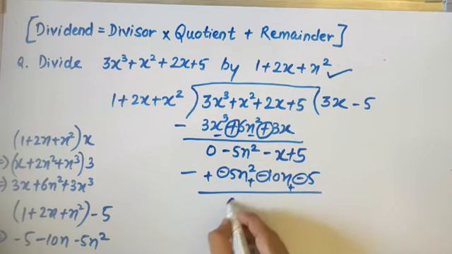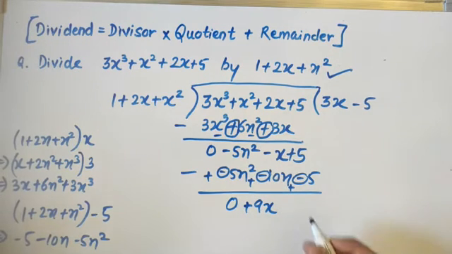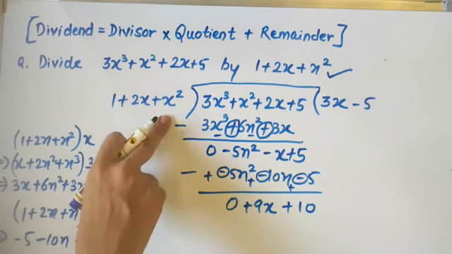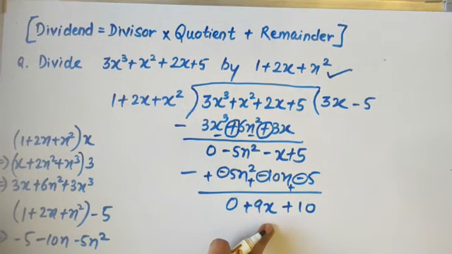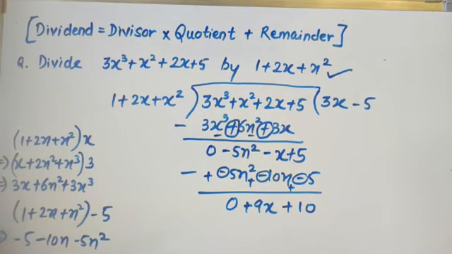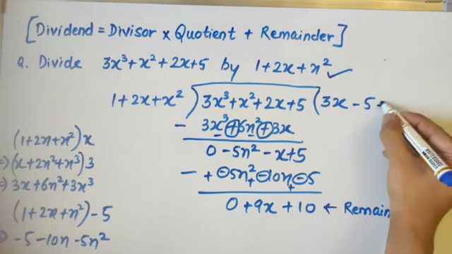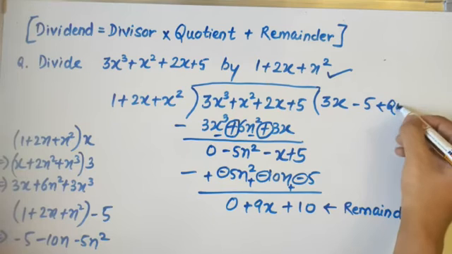This both becomes 0, plus 9x, and it becomes 10. So it has x square here and our last remainder comes x. So we can't divide this further. So this is our remainder. This is our, what is this? This is our quotient.